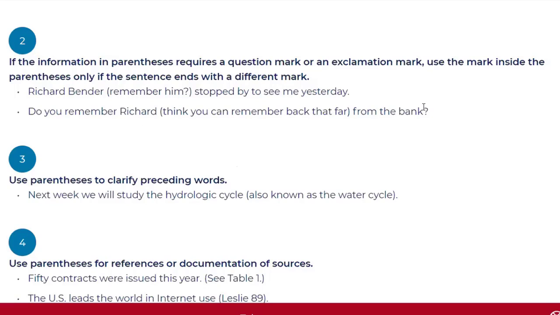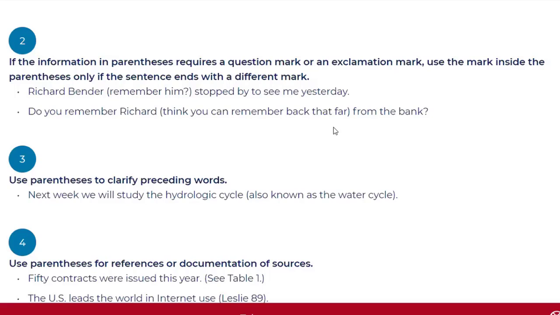If the information in parentheses requires a question mark or an exclamation mark, use the mark inside the parentheses only if the sentence ends with a different mark. Richard Bender, remember him, stopped by to see me yesterday. Second one is, do you remember Richard? Think you can remember back that far from the bank.